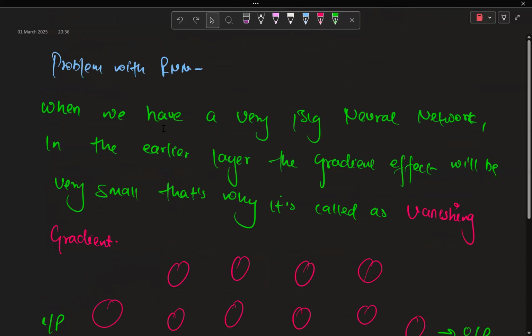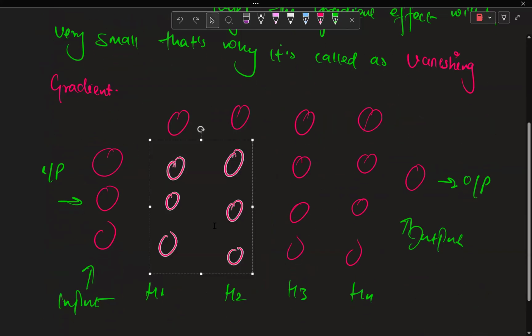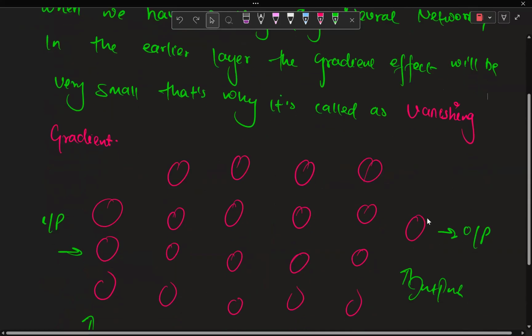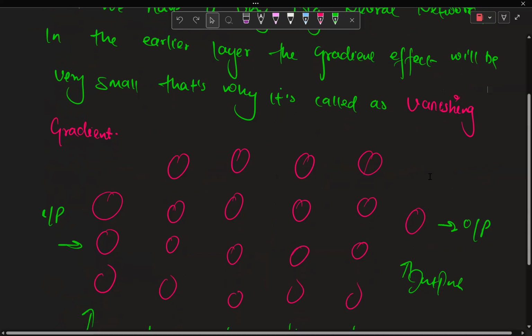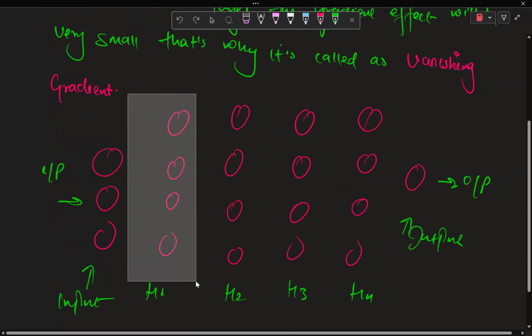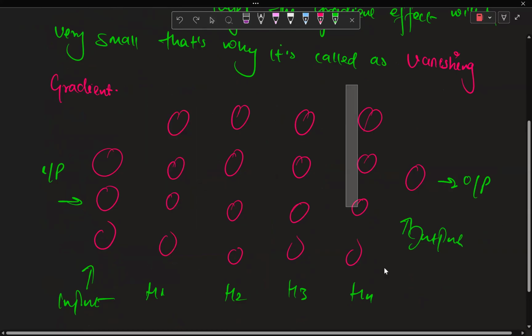So see, when we have a very big network, in the earlier layers, in the start of the network, the gradient effect. What is the meaning of gradient effect? Change in y due to change in x. What is y here? Output. The effect of x in y. So the effect of this first layer will be lesser than the effect of this most recent layer.